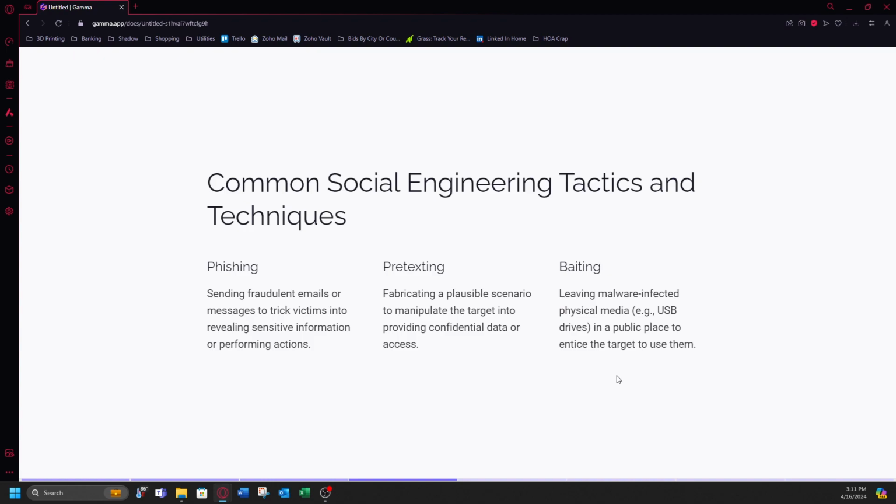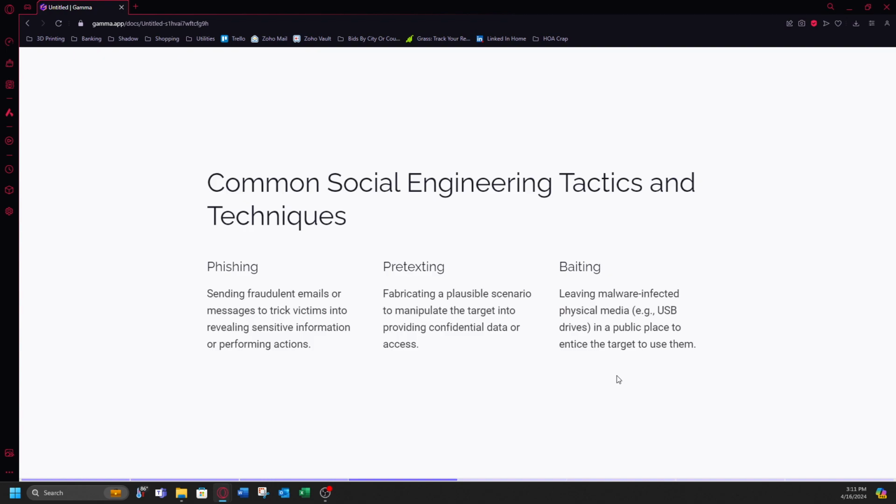Baiting is leaving malware-infected physical media, USB hard drives, SD cards, spare external hard drives that plug in via USB, micro USB or otherwise, in a public place to entice the target to use them. You would think someone would be absolutely crazy to pick up a flash drive that they don't know where it came from and just shove it in their computer.